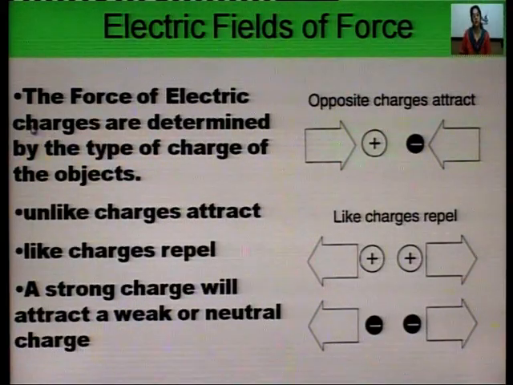The force of electric charges is determined by the type of charge of the objects. Unlike charges attract and like charges repel. A strong charge will attract a weak or a neutral charge. So like charges, positive and positive, will repel, negative and negative will repel. But opposite charges, a positive charge and a negative charge, will attract each other. And a strong charge will attract a weak or a neutral charge.